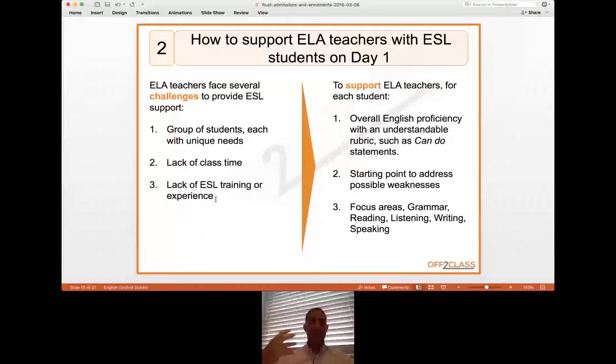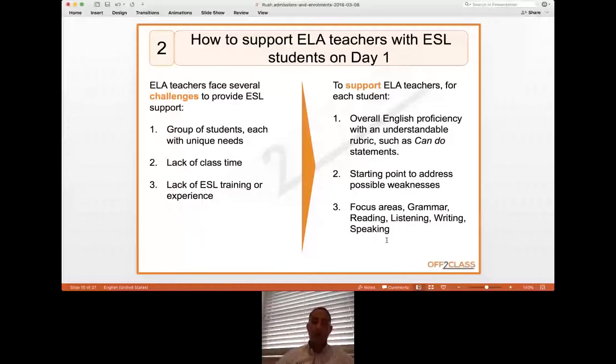And other things we can do to support that ELA teacher is that we can provide a starting point to address possible weaknesses. So if we can provide a profile for that student to the ELA teacher with a number of starting points of where you would begin with that student, and those starting points are going to be different than the starting points for the student sitting next to him. If we can provide on an individual student basis specific starting points to address possible weaknesses, it's going to be hugely helpful for that ELA teacher on day one.